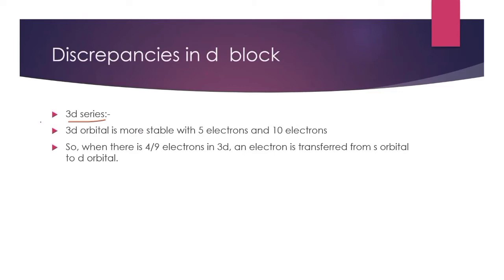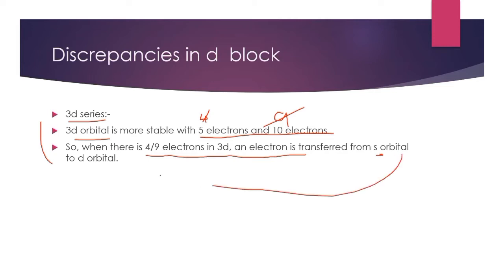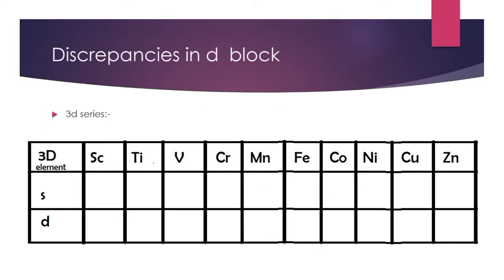Okay, let's start. In the 3d series, the rule is that the 3d orbital is more stable with 5 electrons and 10 electrons. They would not tolerate 4 electrons or 9 electrons. When there are 4 electrons or 9 electrons in 3d, then an electron is transferred from the S orbital to the D orbital.